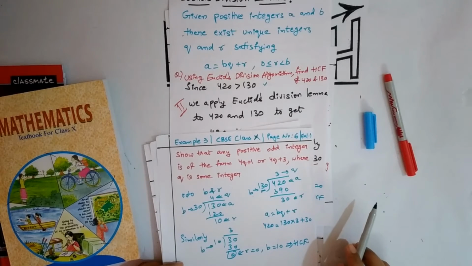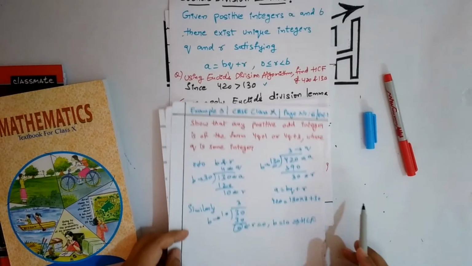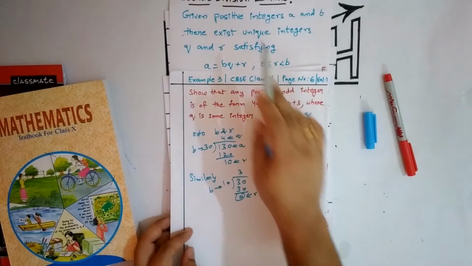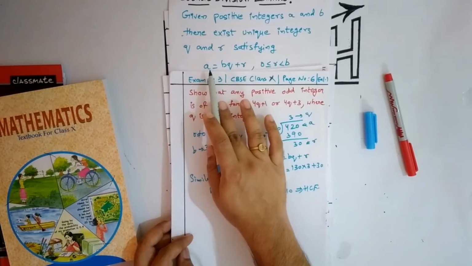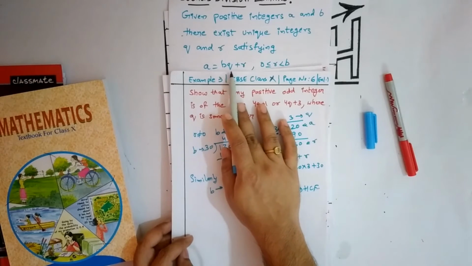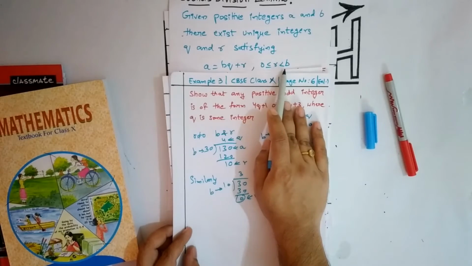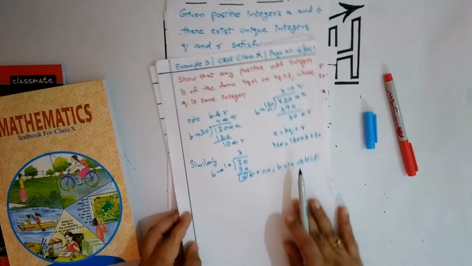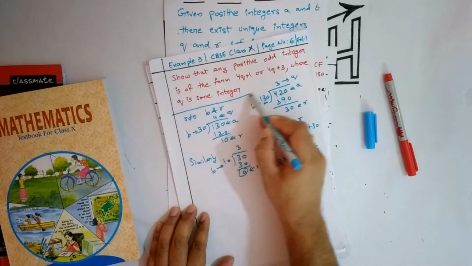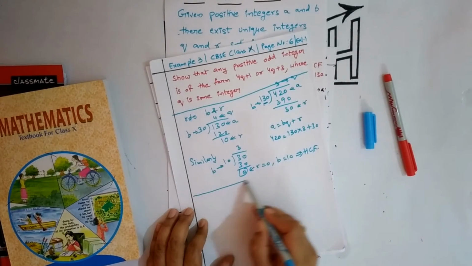We were referring to Euclid's division algorithm in order to understand Euclid's division lemma. Euclid's division lemma is nothing but writing in the form of a equal to bq plus r such that r is greater than or equal to 0 and r less than b. Now let's try to formally answer this question.